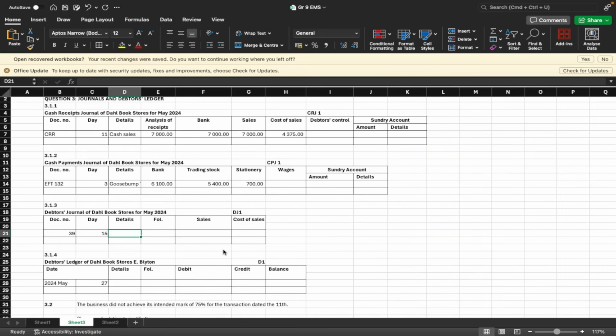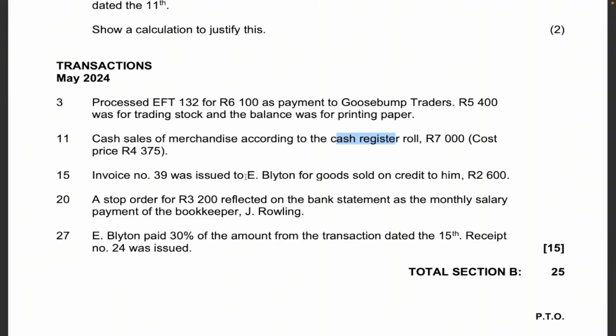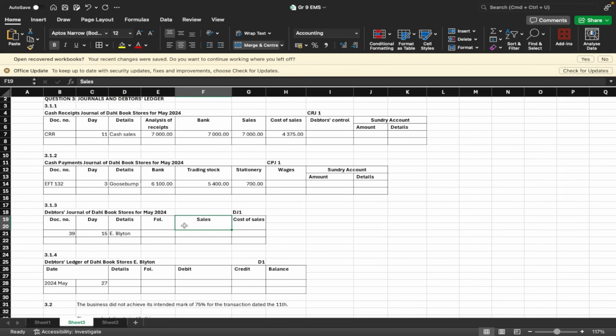And what is the details here? What are we going to put up as the details? Well, the question is, who did we sell to on credit? Well, if we go back here, you can see the name is E. Blayton. So we're going to put that down as the details. And then we're just going to leave the folio here as blank. And we're going to go straight to our sales.